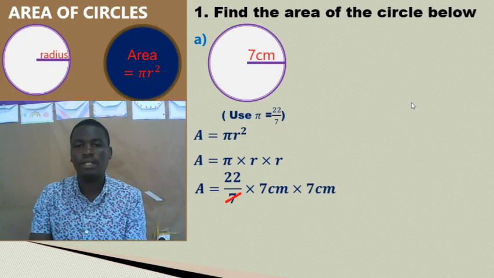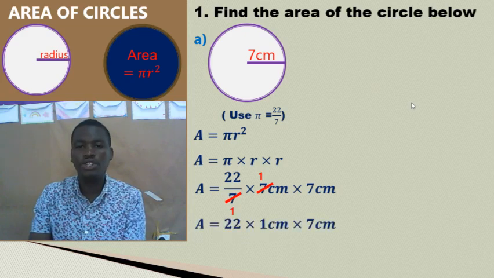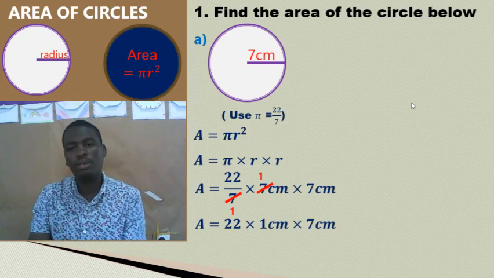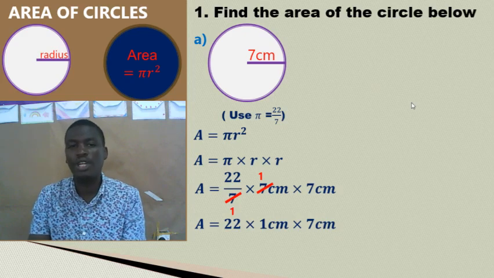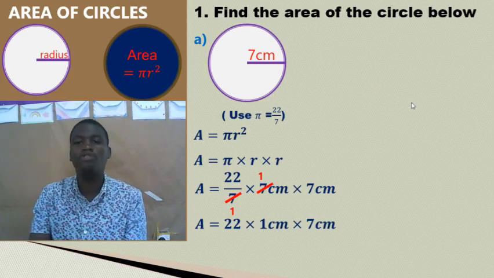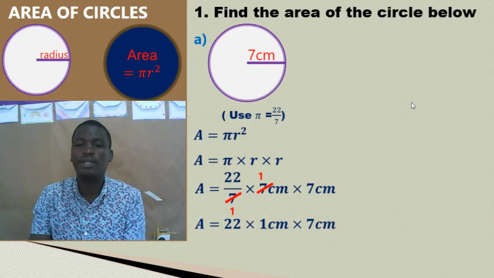What next do we get? We shall divide 7 by 7 and we shall get 1. The other 7 by 7 shall also give 1. We continue. Our area will be, we have remained with 22 times 1 centimeters times 7 centimeters. Remember, we did not touch the next 7. So we shall say 22 times 1 centimeters times 7 centimeters. Remember, centimeters times centimeters is not like in the circumference where you just add and remain with centimeters. So what do you get?